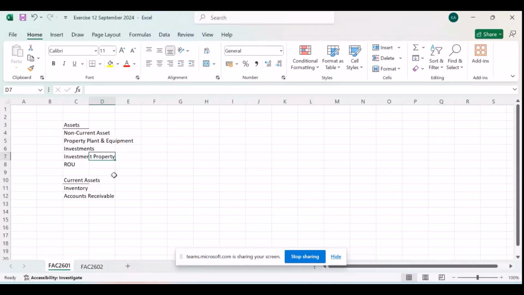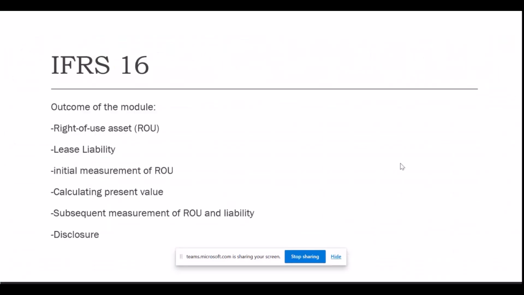So today we're going to learn about another one. Last week, before we left off, we did investment property. Today we're going to learn about leases. In the standard, IFRS 16, International Financial Reporting Standard 16.